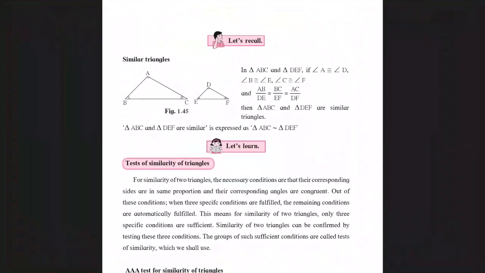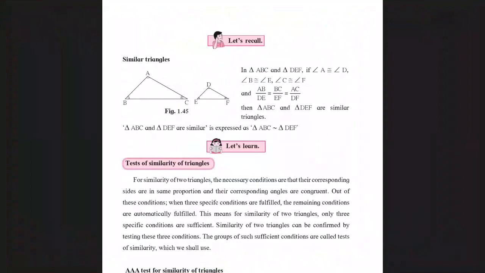Hello children. We start with the next topic, similar triangles. Now, we have learned this in our previous classes last year, what are similar triangles and what are the conditions for two triangles to be similar. You have two triangles as shown in the figure 1.45, triangle ABC and triangle DEF.